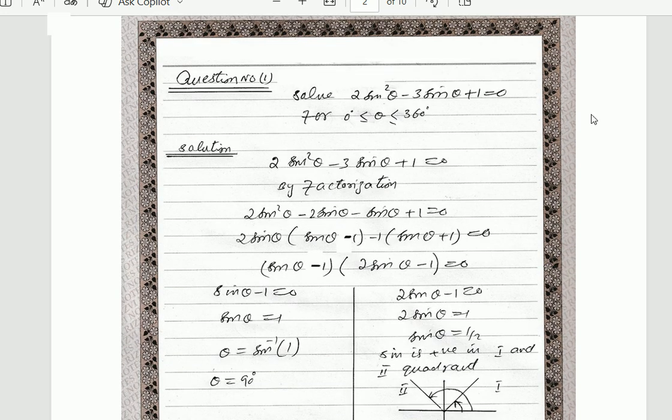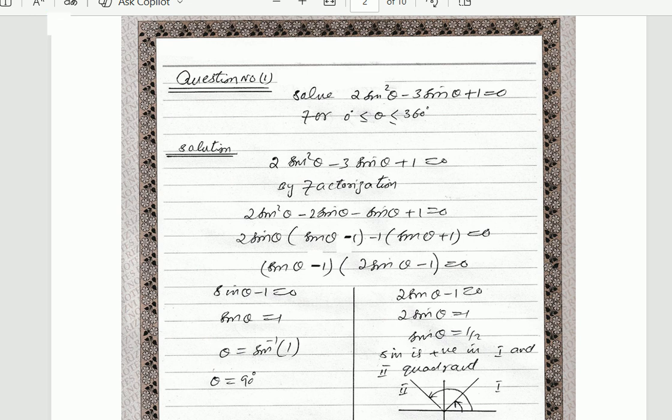First of all, question 1 is: solve 2 sin square theta minus 3 sin theta plus 1 equal to 0. The interval given is 0 less than or equal to theta, less than or equal to 360. So first of all, we shall factorize the given equation. By factorization, we get 2 sin square theta minus 2 sin theta minus sin theta plus 1 equal to 0.